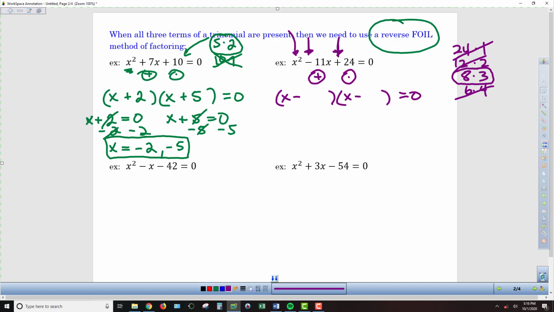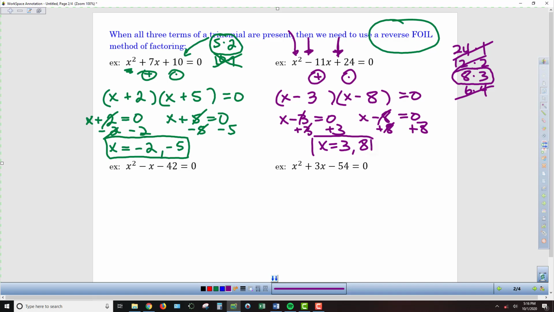And then just like it was on the previous question, it doesn't matter the order in which I put the 8 and the 3. Since they're both negative, it doesn't matter if I put the 3 here and the 8 there, or if I flip it around. Because at this point, I'm just going to set each of these parentheses equal to 0. And so if I add 3 to both sides, I get x equals 3. And then over here, if I add 8 to both sides, I get x equals 8. So I've got my two answers, x equals 3 and x equals 8.